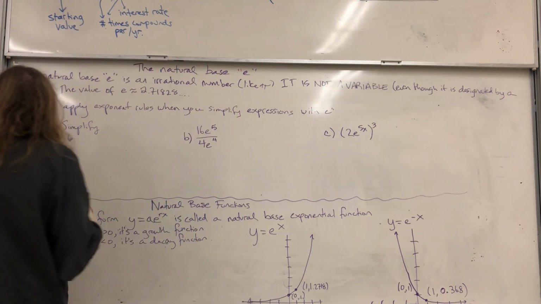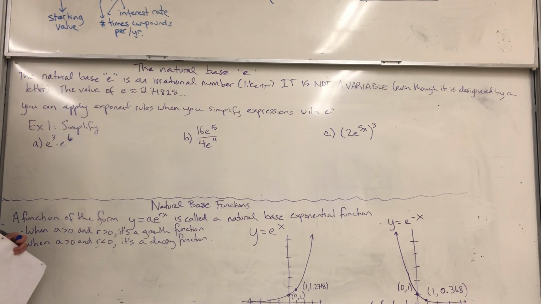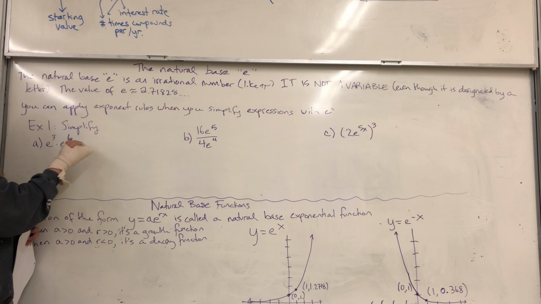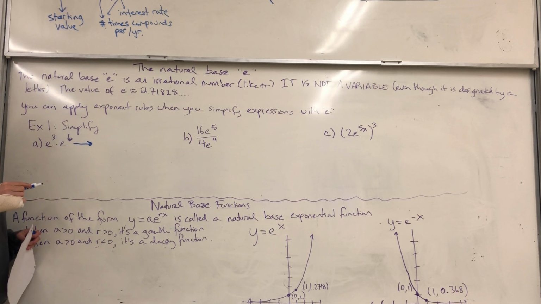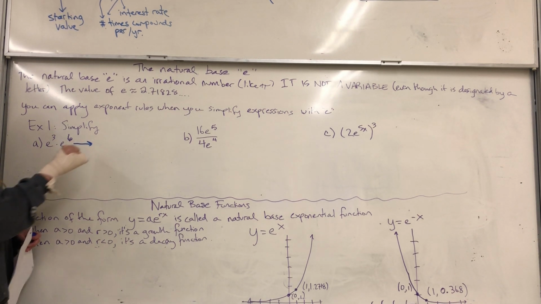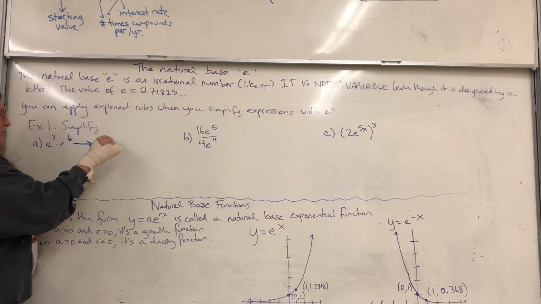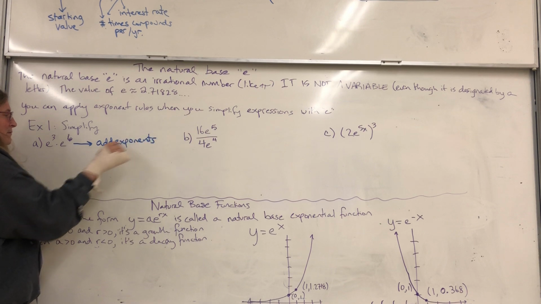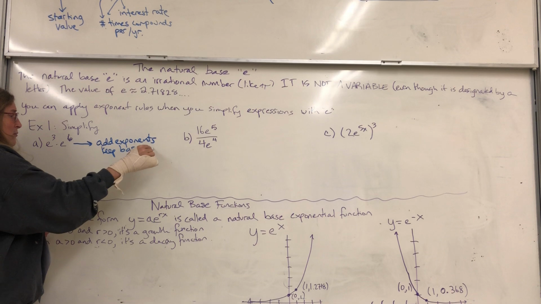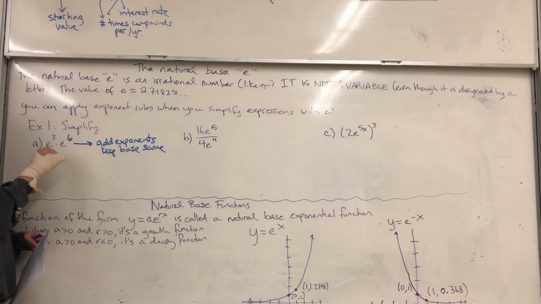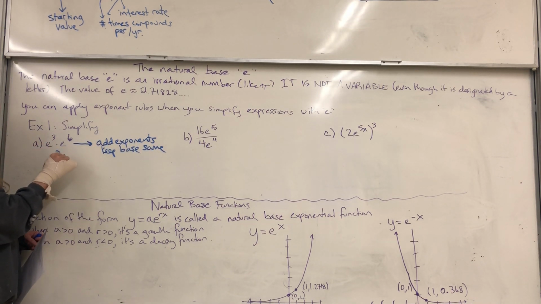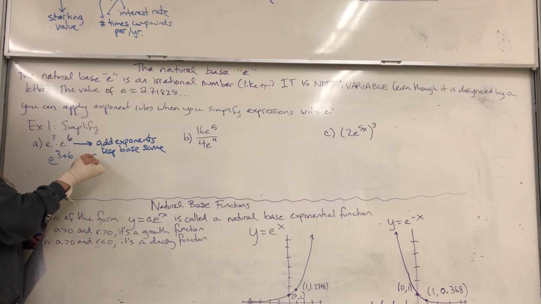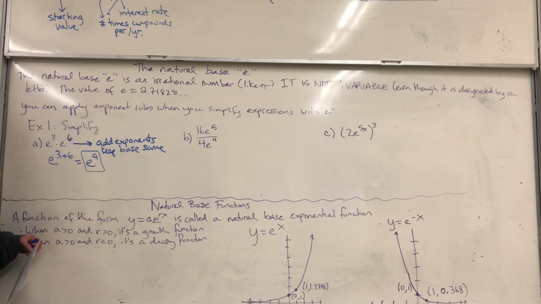So here, if I have something like e to the third times e to the sixth, we remember from our lesson today on 5.5 that we're going to add the exponents and keep the base the same. So e to the third times e to the sixth is e to the 3 plus 6, which is e to the 9th. I'm going to do the same exact thing as I do if that were an x.